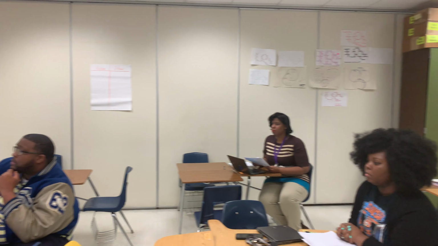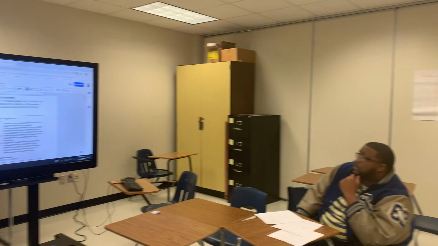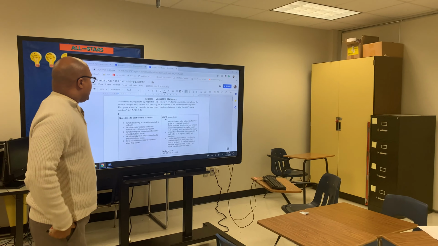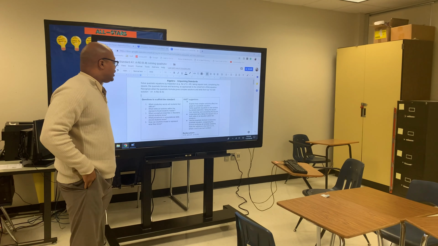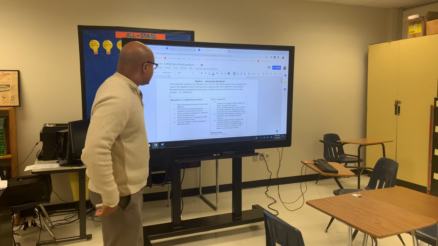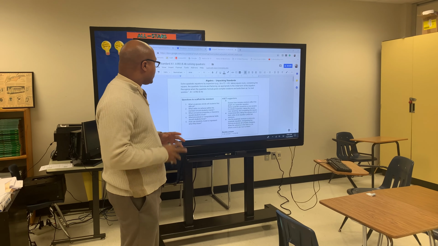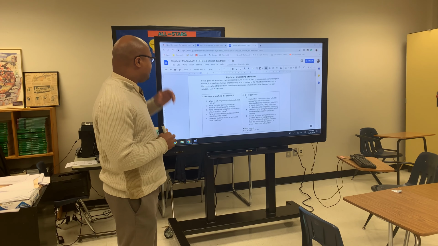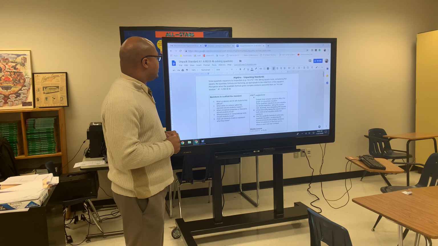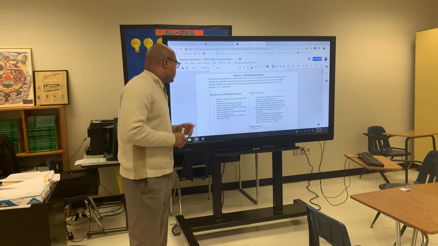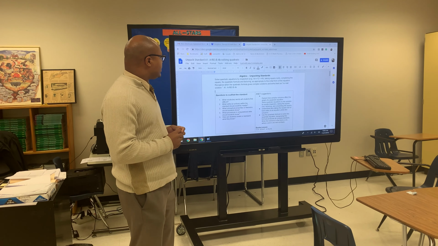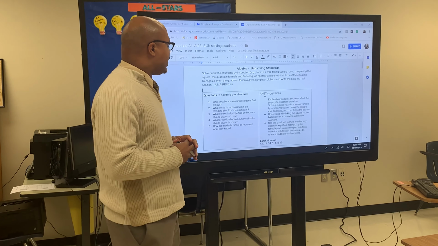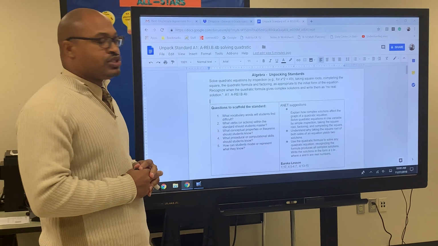A-REI B4B, which is solving quadratic equations by inspection. And it gives us a little example here, dealing with x squared equals 49, taking square roots, completing the square, the quadratic formula and factoring as appropriate to the initial form of the equation. Recognizing when the quadratic formula gives complex solutions and writing them as no real solution.